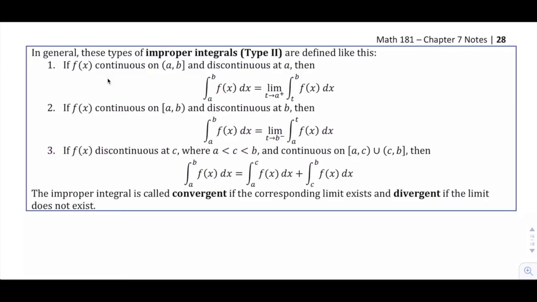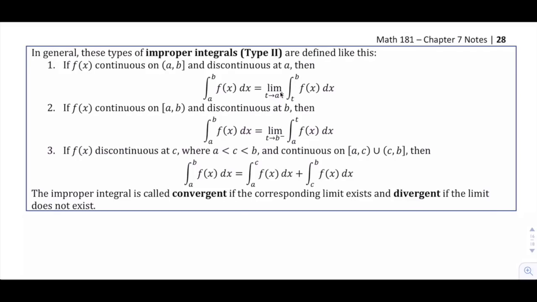In general, these types of improper integrals, which the book refers to as type 2, are defined like this. If you have a function f of x continuous on a, b, not at a, but it is continuous at b, and discontinuous at a, then the integral from a to b of f of x dx is equal to the limit as t approaches a from the right of the integral from t to b of f of x dx. So again, we've now made this the limit of a proper integral where our function is defined at all values between t and b.